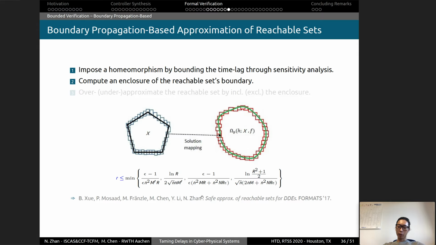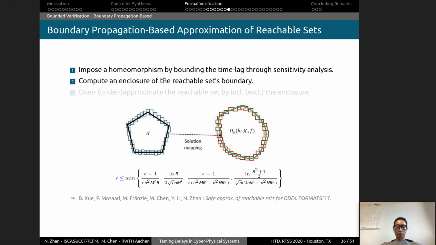And that's why we propose another approach, which is based on boundary propagation. Now, the idea is that we first came up with a condition with an upper bound listed here. It's a little bit complex, but I will not go into the details. So the nice thing is that we can show if the delay term R is no larger than such an upper bound, then the solution of the DDE has some nice property called homomorphism.